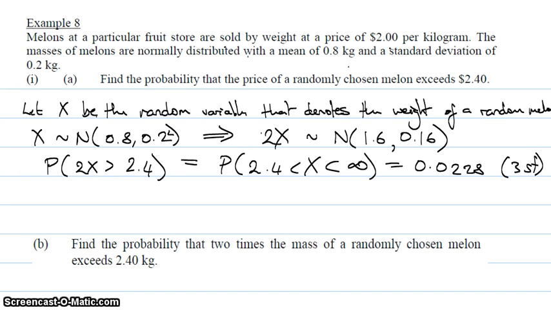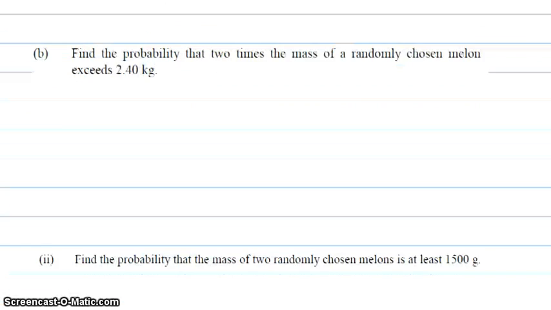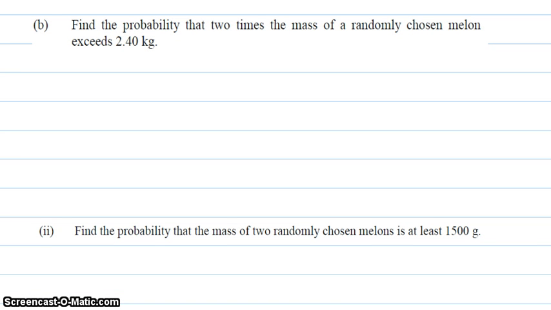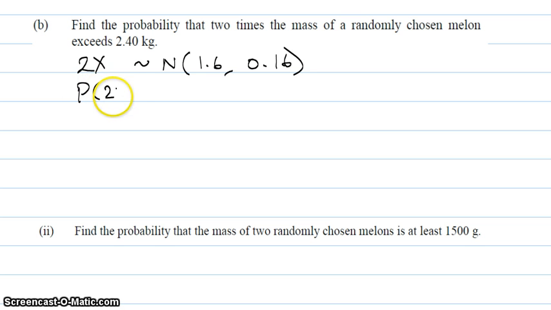So what about the next part? Find the probability that 2 times the mass of a randomly chosen melon exceeds 2.4 kilograms. Well, again, that's pretty much exactly the same thing that we just did, right? Where 2X is going to be normally distributed with a mean of 1.6, 0.16 variance. This is the same thing as the probability that 2X is bigger than 2.4. We just worked that out. It's the same as before, 0.0228 to 3SF.